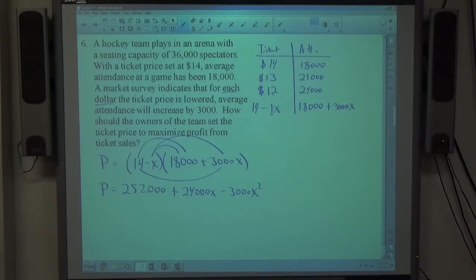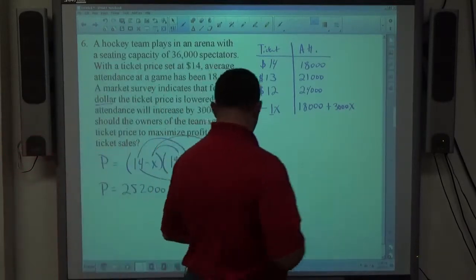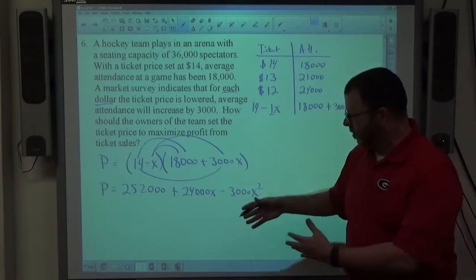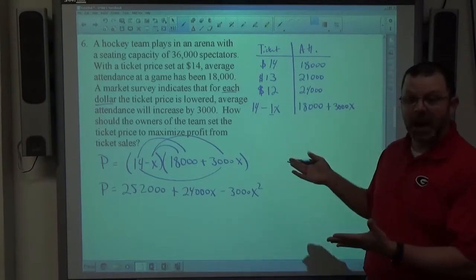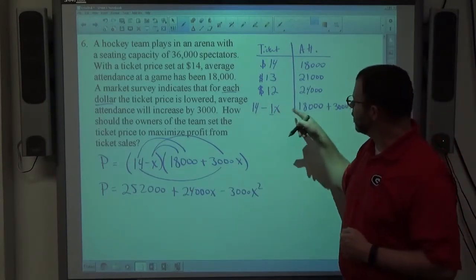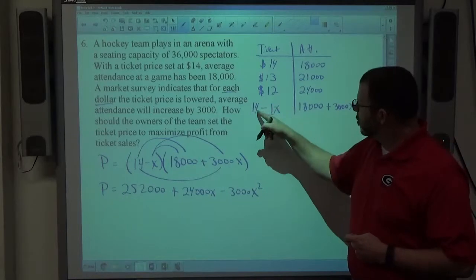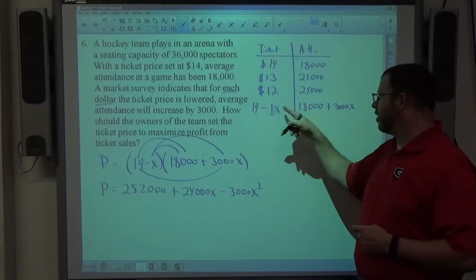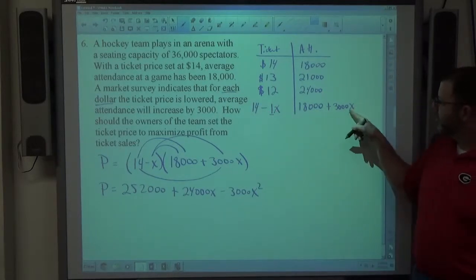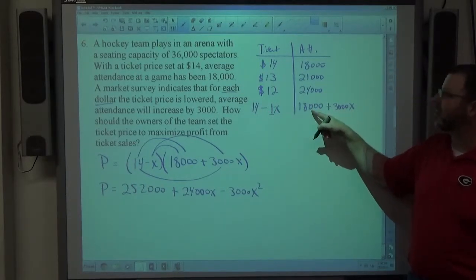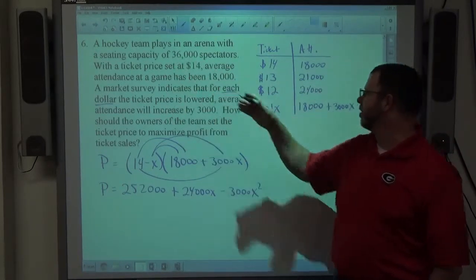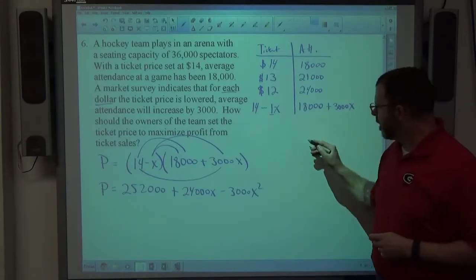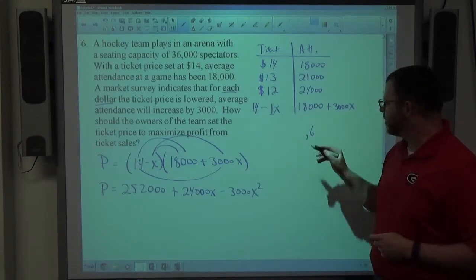Now, as far as this is concerned, it's a parabola with a negative lead coefficient, which means it's going to be an upside down parabola, so it's going to have a highest point. But just considering this scenario, the most I can take off the ticket price is $14. But if I took $14 off the ticket price, 14 times 3 is 56,000 people. The capacity is only 36,000. So if x equals 6, we're going to be maxed out here. So I know that the maximum x can be is 6.